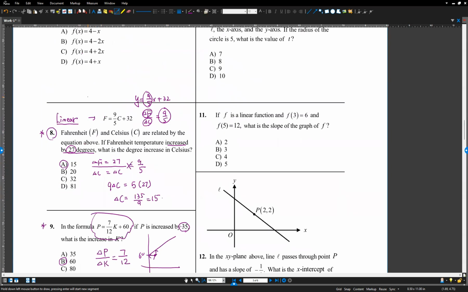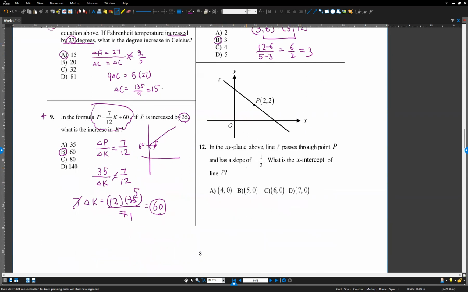Number 11. We have 2 points. This is the indicated point, 3 and 6. This is another point, 5 and 12. Using this, we're going to find the slope of the graph. What is the slope? 12 minus 6 over 5 minus 3. 6/2 equals 3 is the slope. Okay. That's enough, I think.